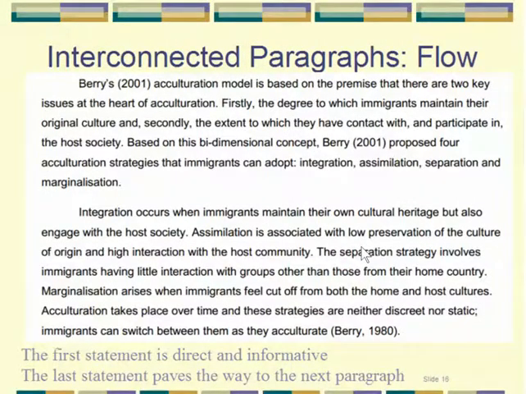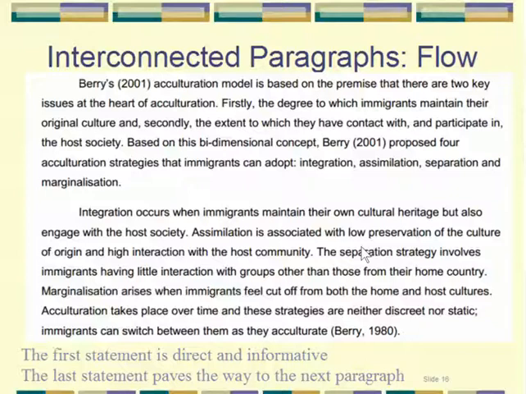Then the rest of the introduction has to be made of well interconnected paragraphs. There should be flow in writing and therefore in reading. This is a very good example from a past project of flow in the interconnection of paragraphs. For example, let's look at the first paragraph.